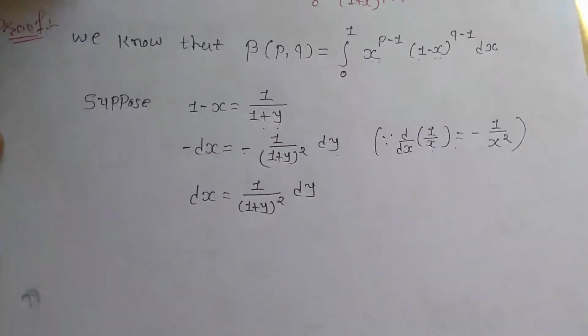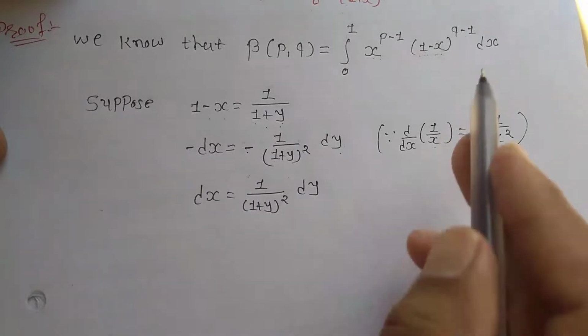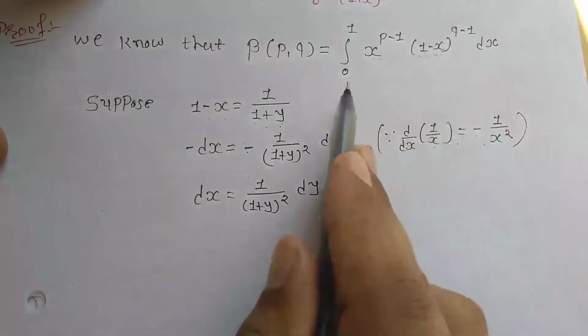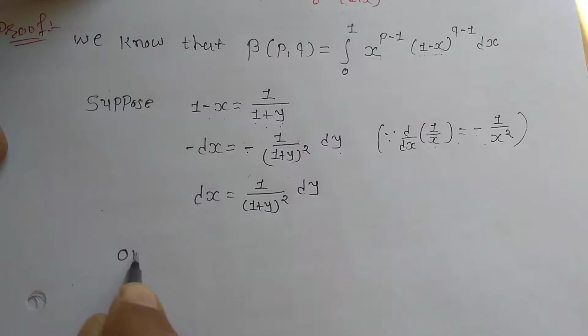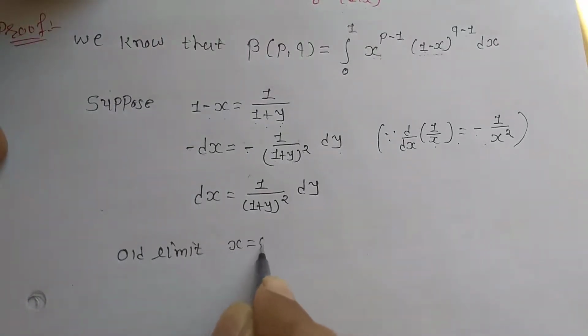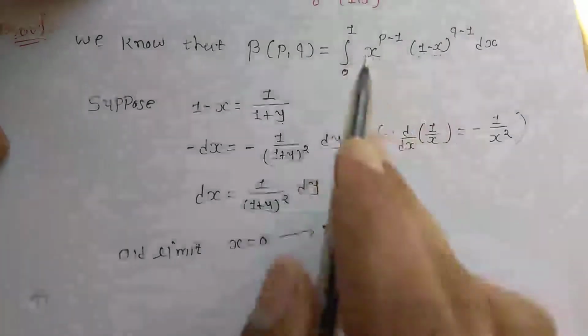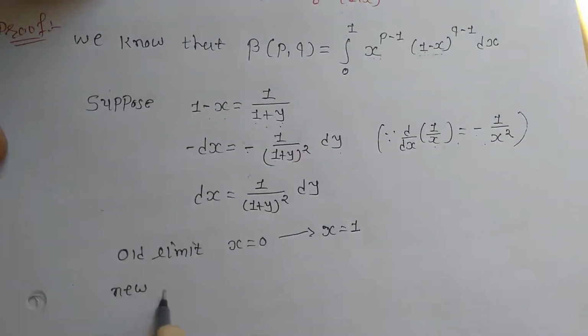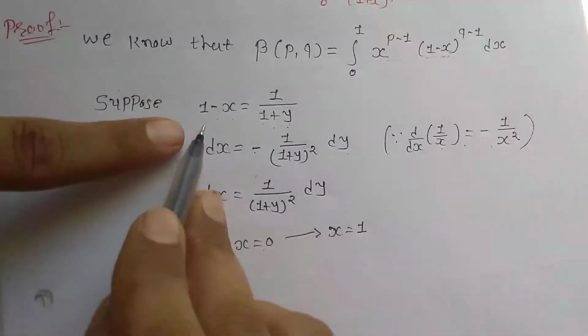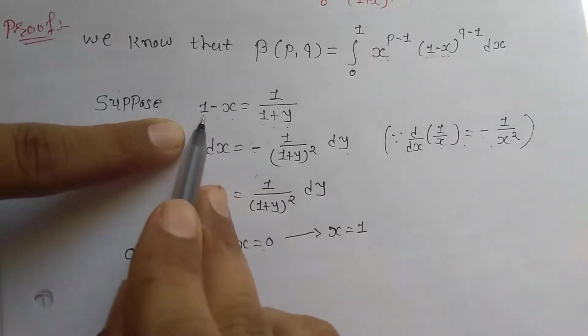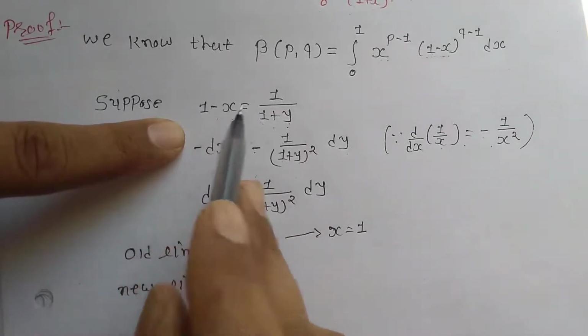So now change the limit. We have old limit: x equal to 0 to 1. Old limit is 0 to 1. Now find the new limit. Put x equal to 0 in our supposition. So x is 0, therefore 1 minus 0 is 1.